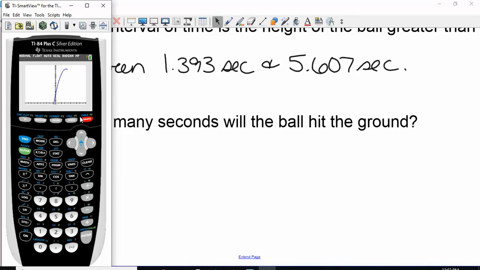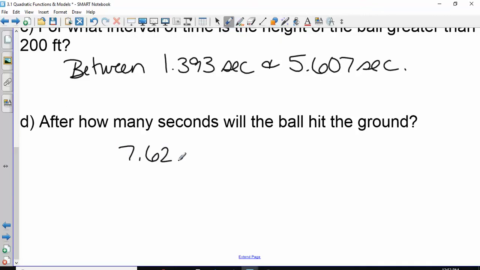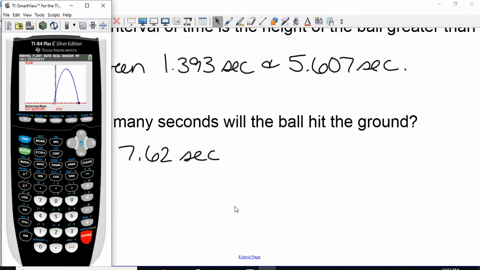First curve, second curve. So I've got my parabola. There's the height of 0. So second, trace, intersect. First curve, enter. Second curve, enter. But when it hits the ground, which point am I looking for? This one over here. So you have to get close to it. And it's 7.62 seconds. Didn't we also do second trace and... You can do a 0.